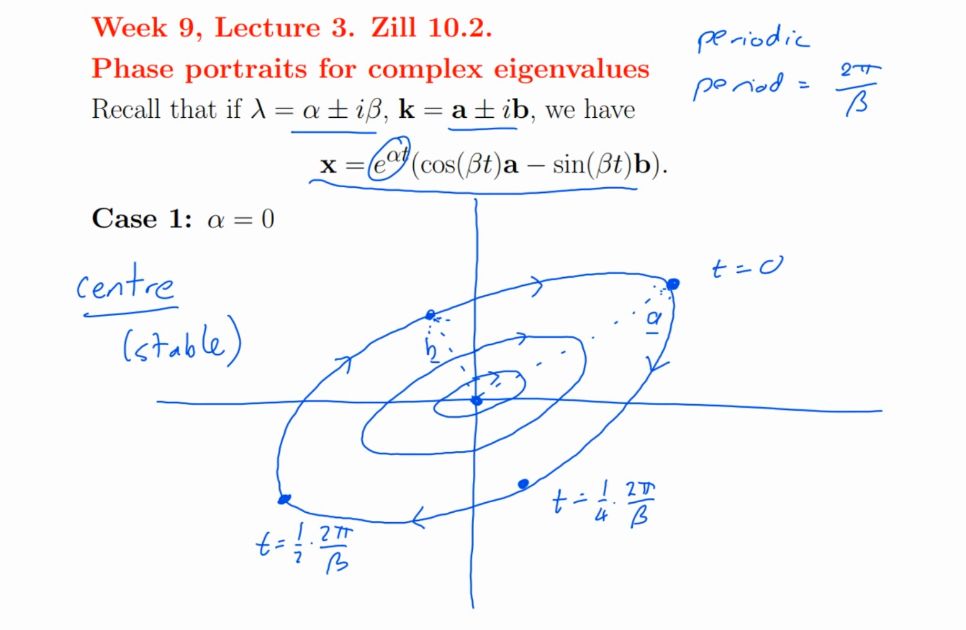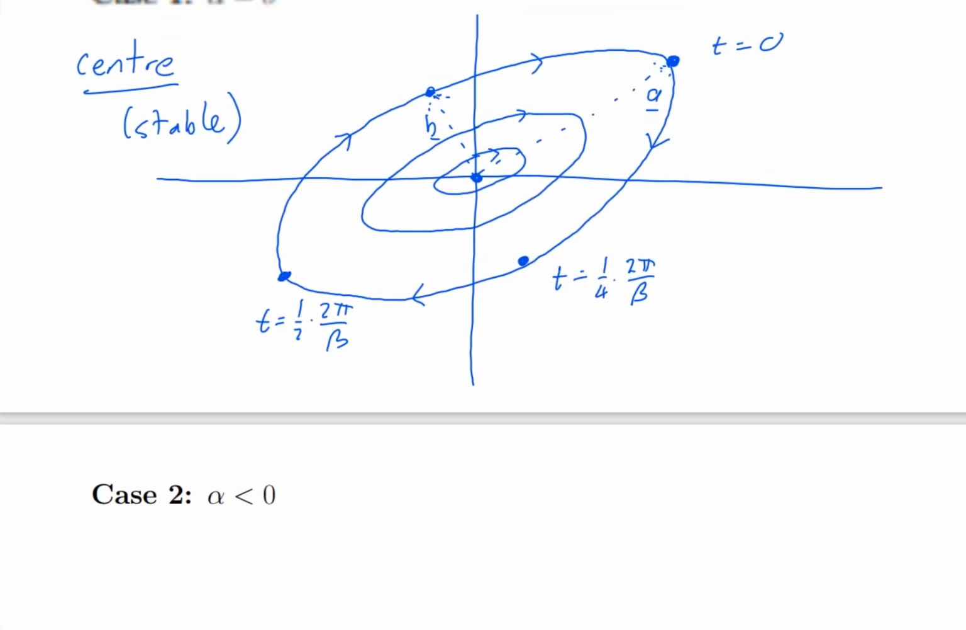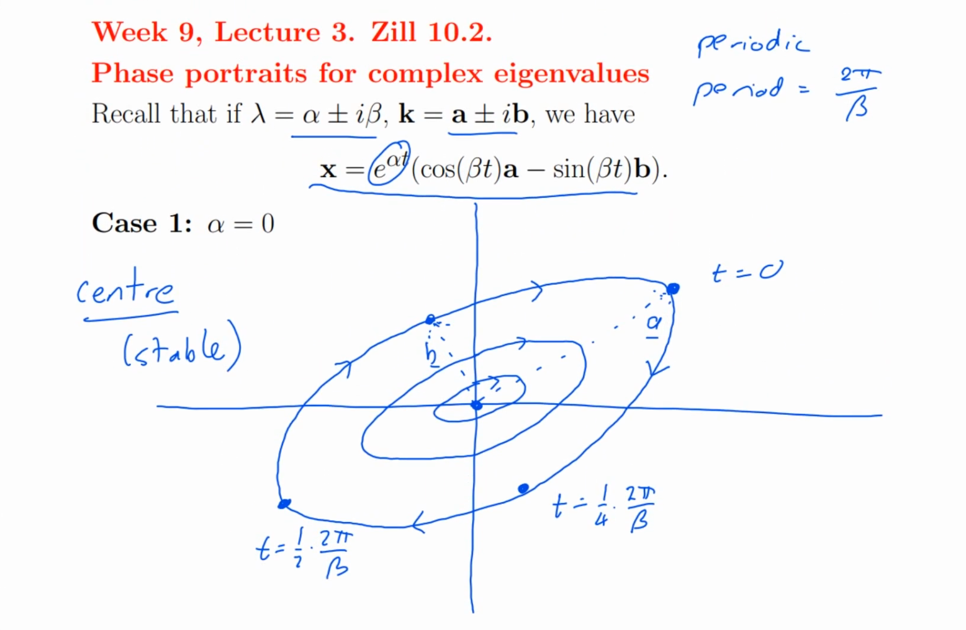That is still a stable fixed point. Okay, that was the case alpha equals 0. Now I want to do the same thing when alpha is negative, I think I'm doing negative first. When alpha is negative, all of that argument I did with the a's and the b's and the periods and so on will all be the same.